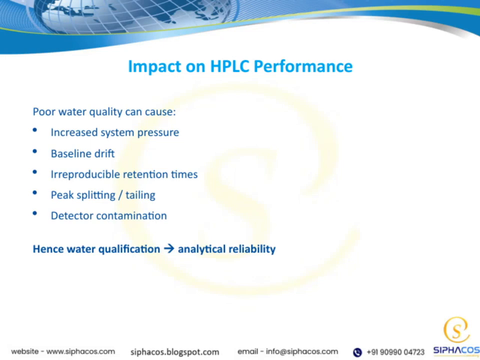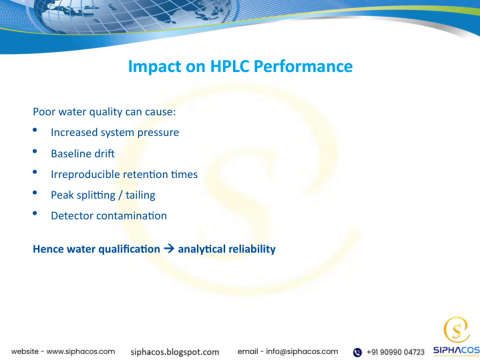Let's talk about how water quality can really impact HPLC performance. Poor water quality can lead to several issues that affect the reliability of our results. For instance, it can cause increased system pressure, which may stress the equipment and lead to potential failures. It can also result in baseline drift, making it harder to accurately interpret the data. Another common problem is irreproducible retention times, meaning our peaks might shift from run to run, reducing reproducibility.